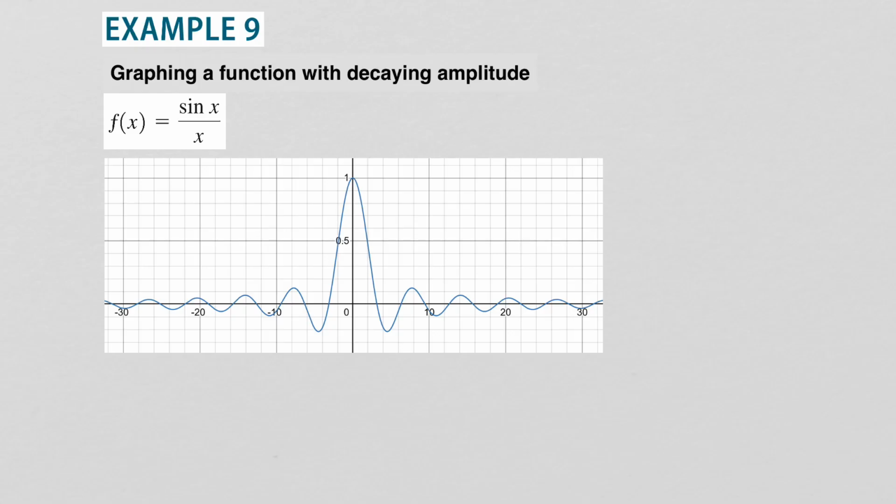And finally, taking a look at graphing a function with what's called a decaying amplitude, and this is also called damped oscillation. And you can see what's happening here is as we move away from the origin, the amplitude is getting dampened. So it's decreasing. It's a decreasing amplitude.